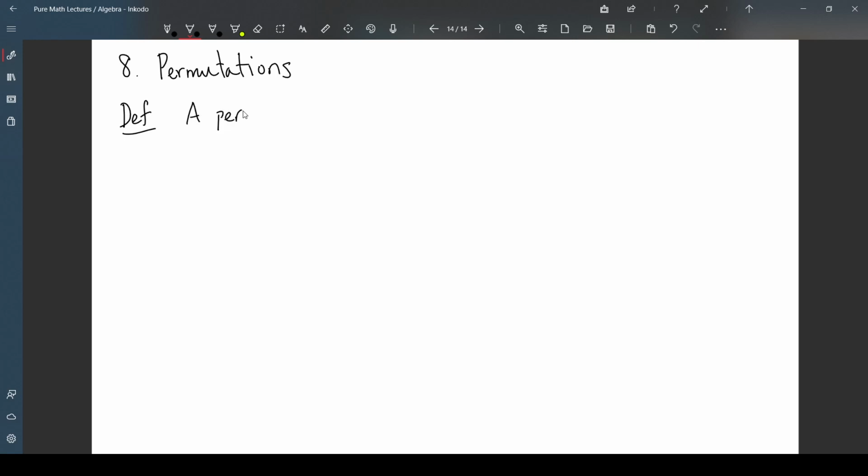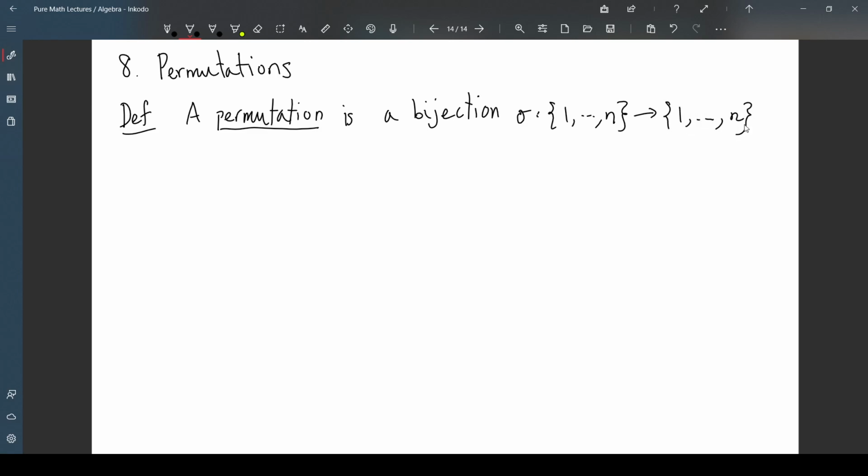So a permutation is a bijection sigma on the set of n elements. Okay, so this is a permutation of n elements, right?